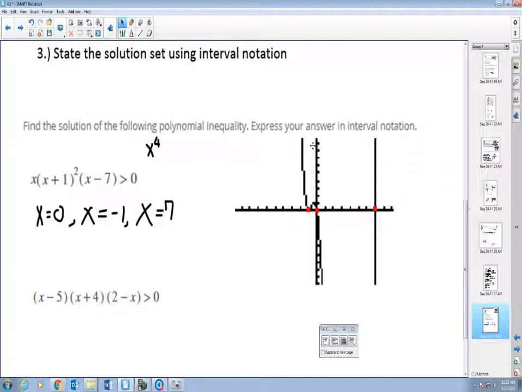So coming from negative infinity for x, once you get to -1, it turns and curves back, goes toward the other 0, crosses at x equal to 0, and eventually curves back up and crosses over at 7. Okay, so we express our answer in interval notation.